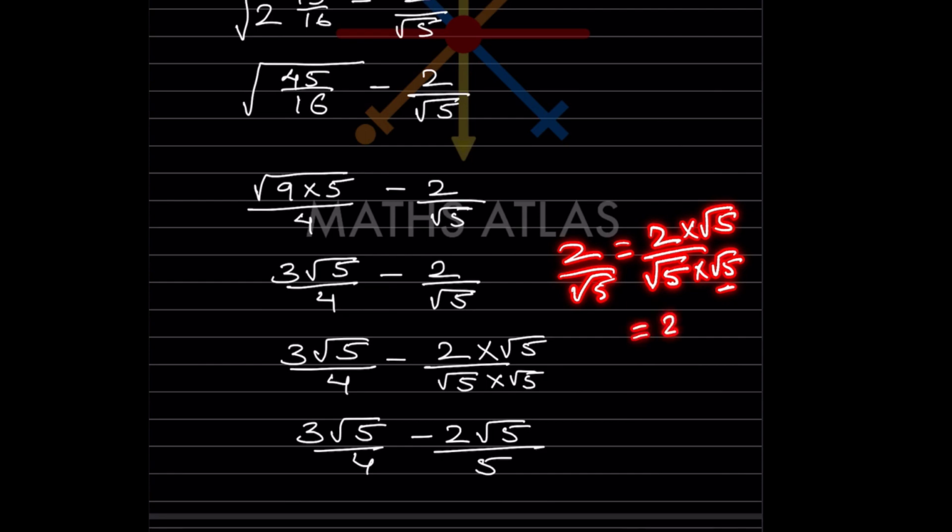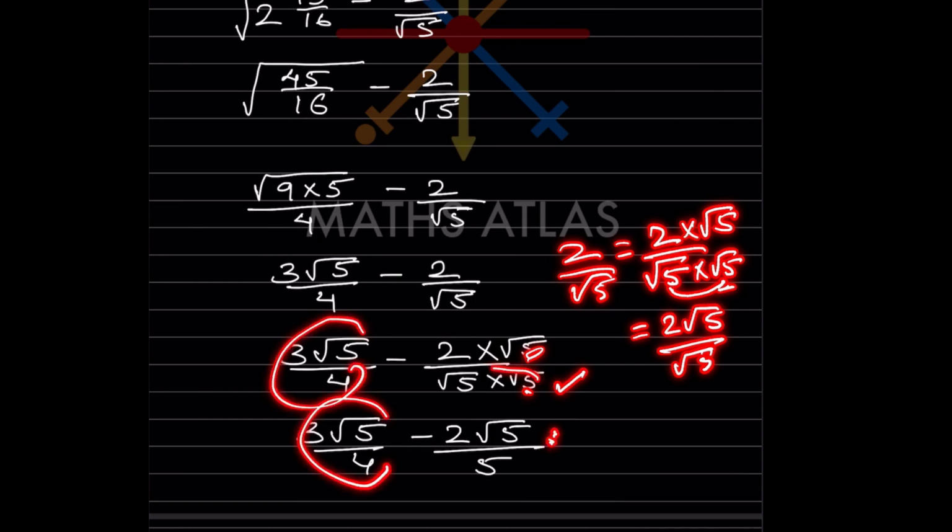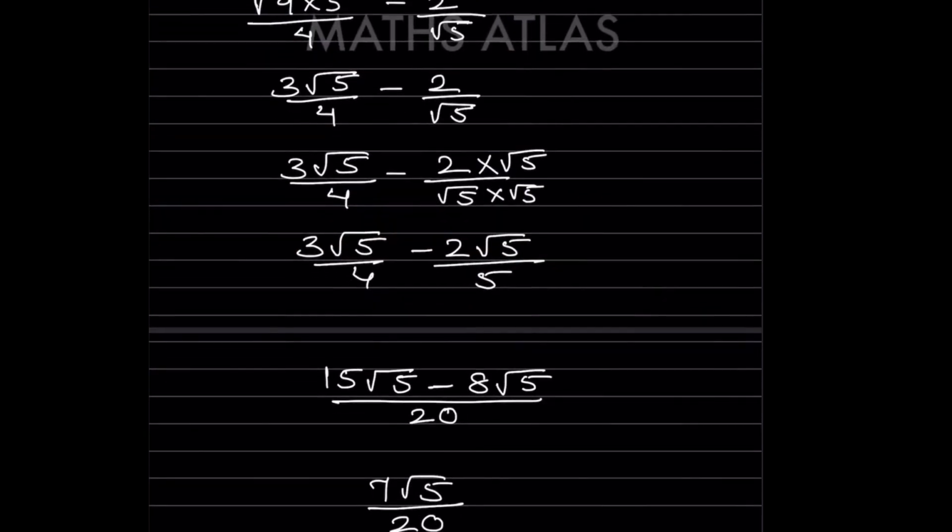So what will you get here? 2 root 5, and root 5 into root 5 is going to be root of 25. So first, root of 5 into root of 5 is done, and later on this is the same, and for this one we can write here just 5. Root 25 is going to be 5. So this is 5.